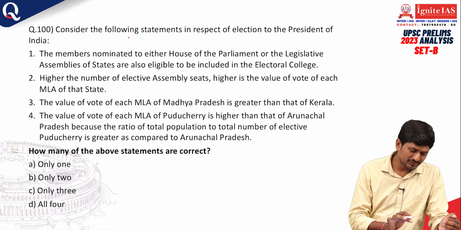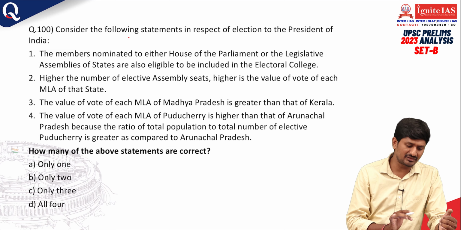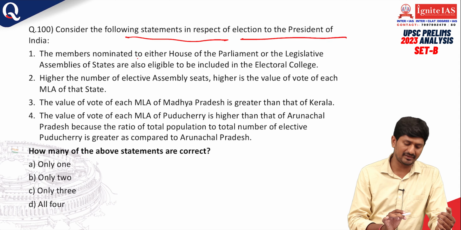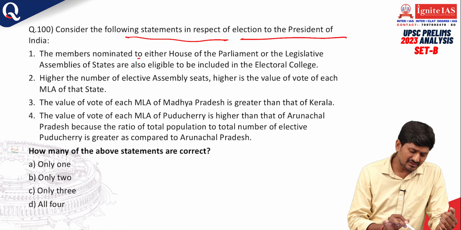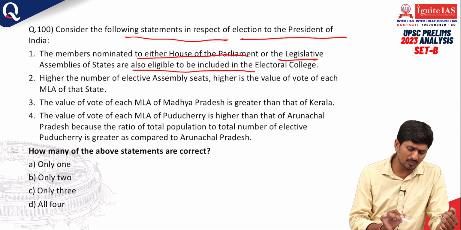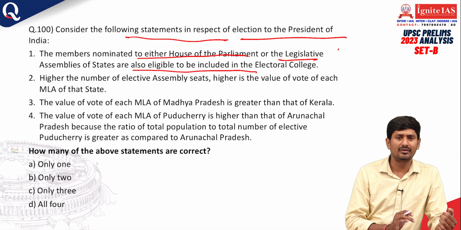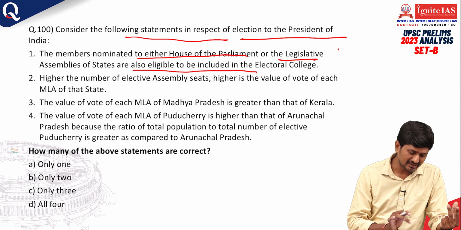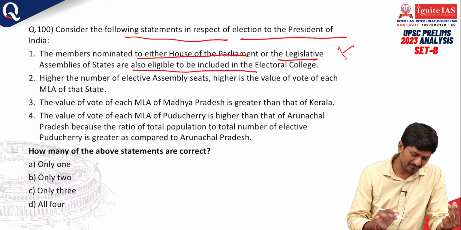Okay, right. So here look at this particular 100th question. Consider the following statements in respect of election to the President of India. The members nominated to either house of the parliament or legislative assemblies are eligible to be included in the electoral college. Actually, in the electoral college, who are the members? Only elected members of the Lok Sabha, elected members of the Rajya Sabha, and elected members of the state legislative assemblies. Hence, the first statement is incorrect.